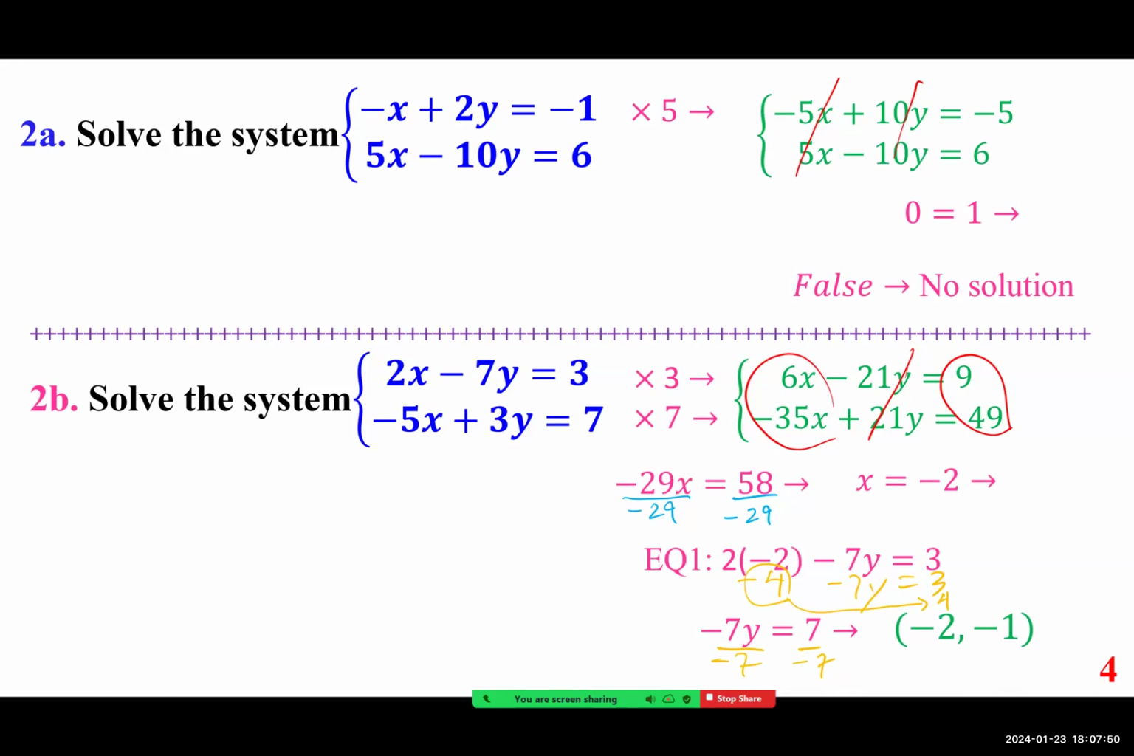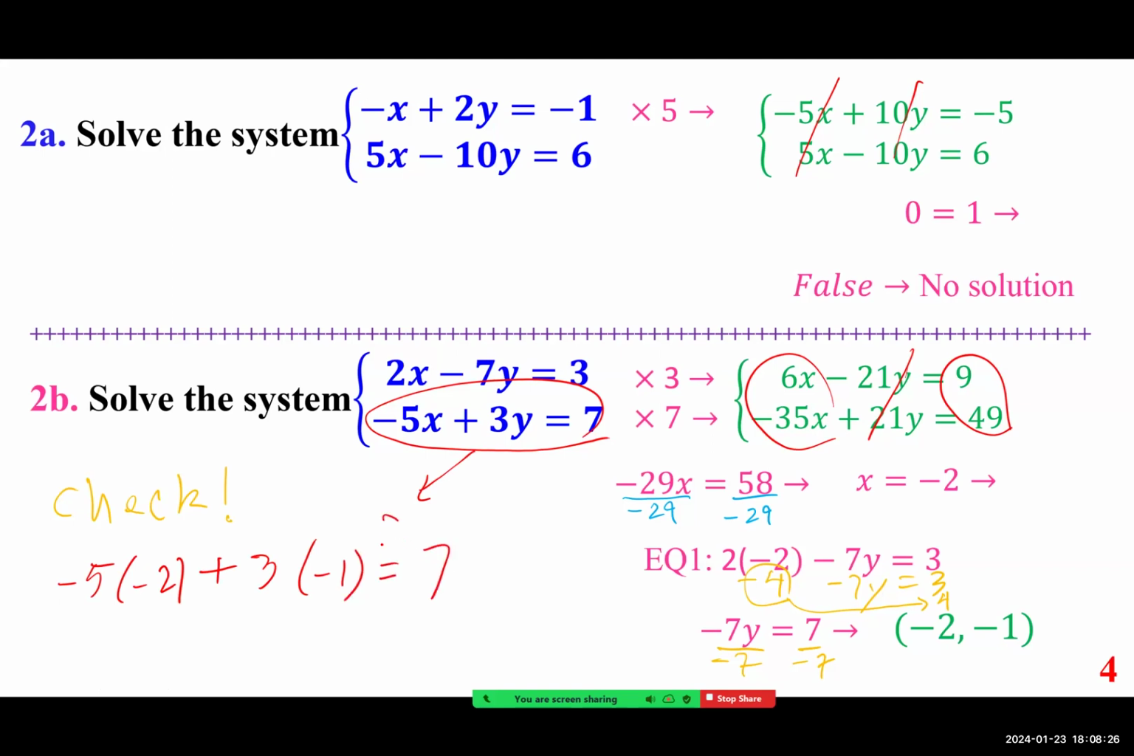It is extremely important that you guys check. You must check. How do you check it? We already used equation 1. So if you put that in equation 2 and it works, we are done. So let's use this one. Minus 5 times minus 2 plus 3 times minus 1 equals 7. We are asking this question. As you can see, the answer is yes. It checks. So you have to check your work.